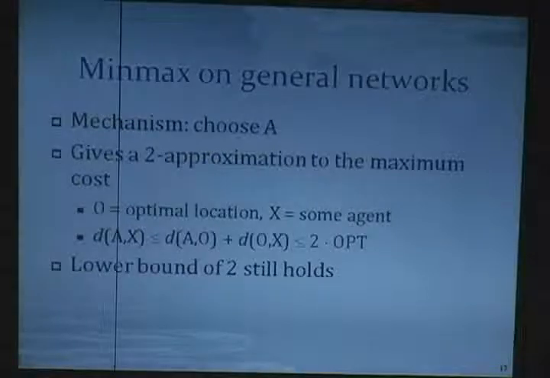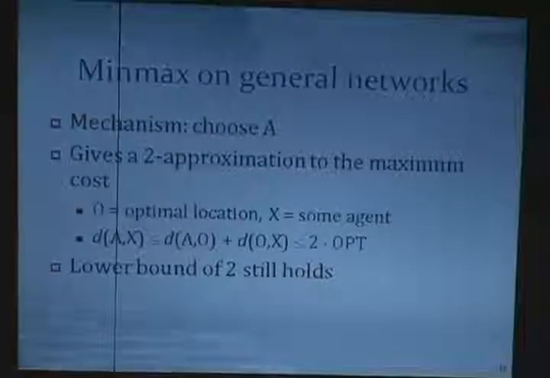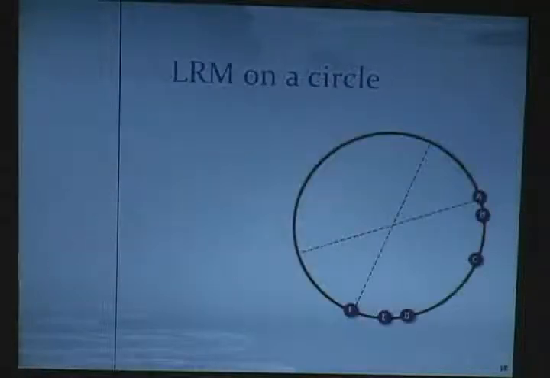And of course, the lower bound of 2 still holds on a general network. So on a general network, deterministically, the dictator is still the best you can do. So again, it's not too interesting. And for the final time, I want to show you how randomization can help us. Let's see how randomization can help us when the network is a circle. So to summarize, we're talking about the maximum cost, the network is a circle, and we allow randomization. What can we do?